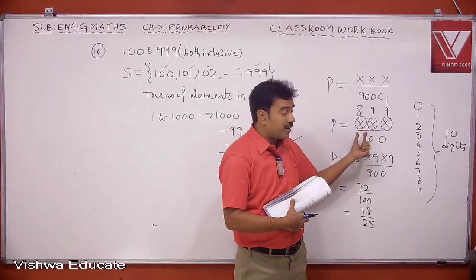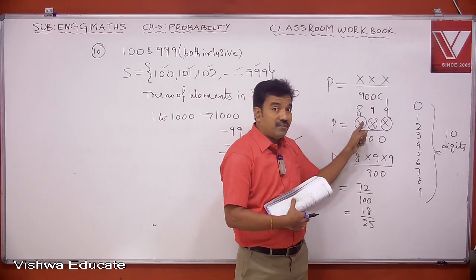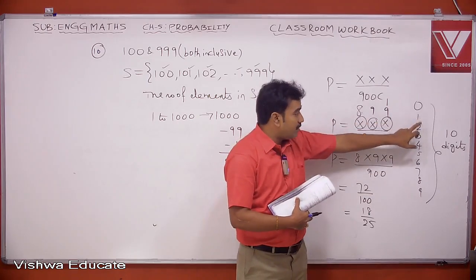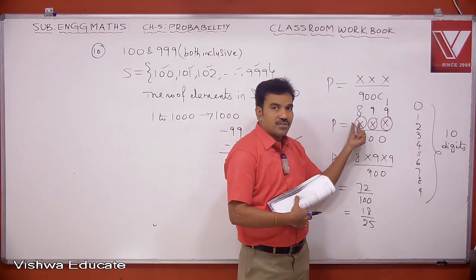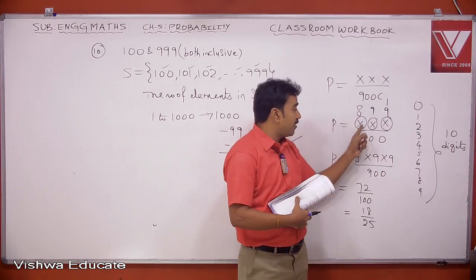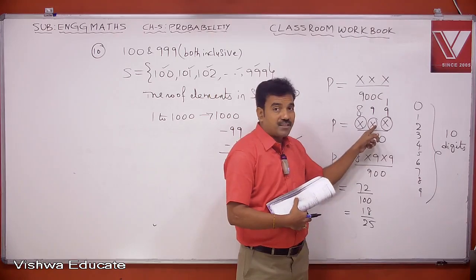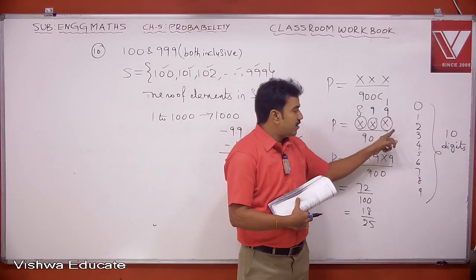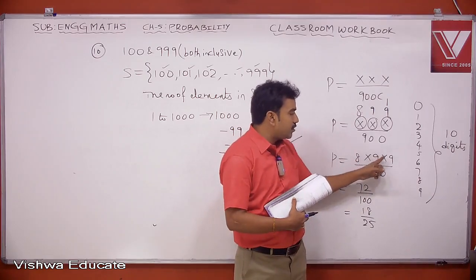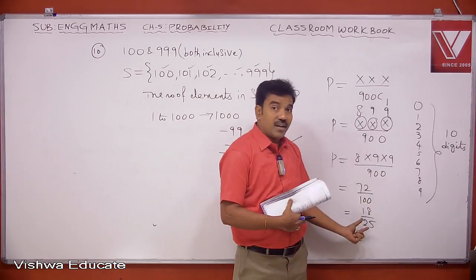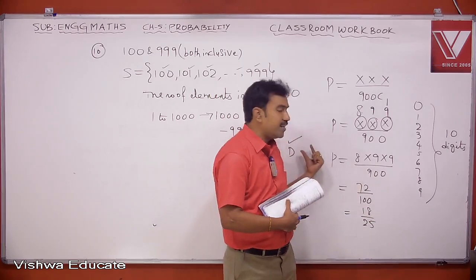As the problem is given, the first place cannot be filled with 0 or 7, so I mean 1, 2, 3, 4, 5, 6, 8, 9. 8 chances. Except 0 and 7, you can fill this. But this place cannot be filled with 7, 9 chances. This cannot be filled with 7, 9 chances. So the probability is 8 into 9 into 9 by 900. It is 18 by 25. So option D is the right answer.